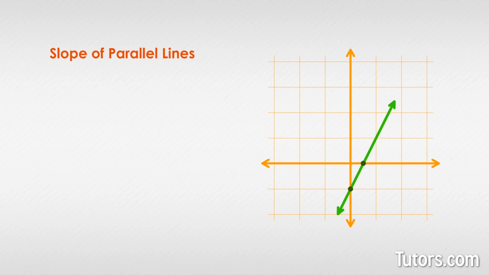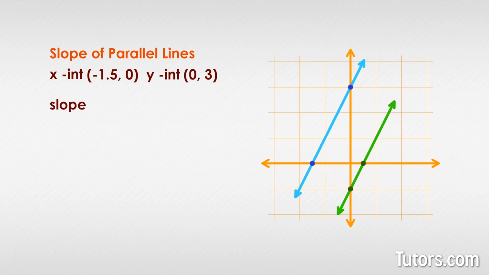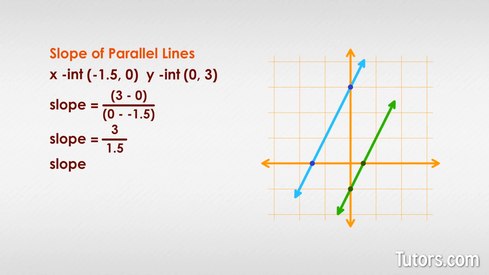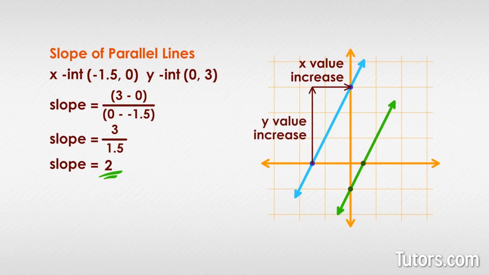The upper line has an x-intercept of -1.5, which is (-1.5, 0), and a y-intercept of 3, which is (0, 3). So its slope is equal to 3 minus 0 divided by 0 minus -1.5. If we do the math, we find that the slope of the upper line equals 2. With positive slopes, the two values increase together. X values increase as y values increase.